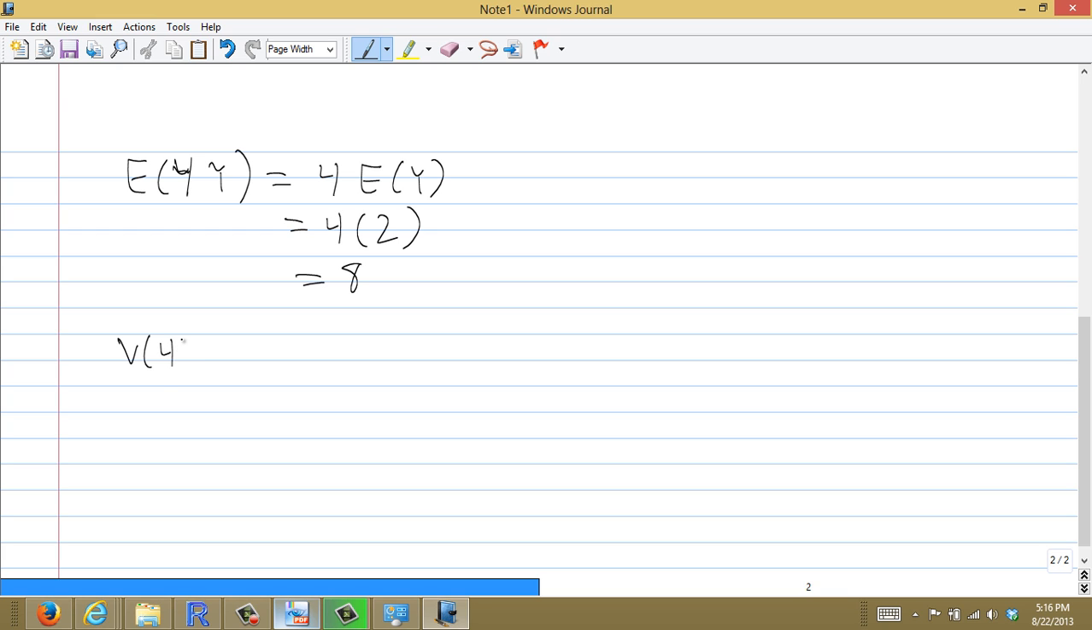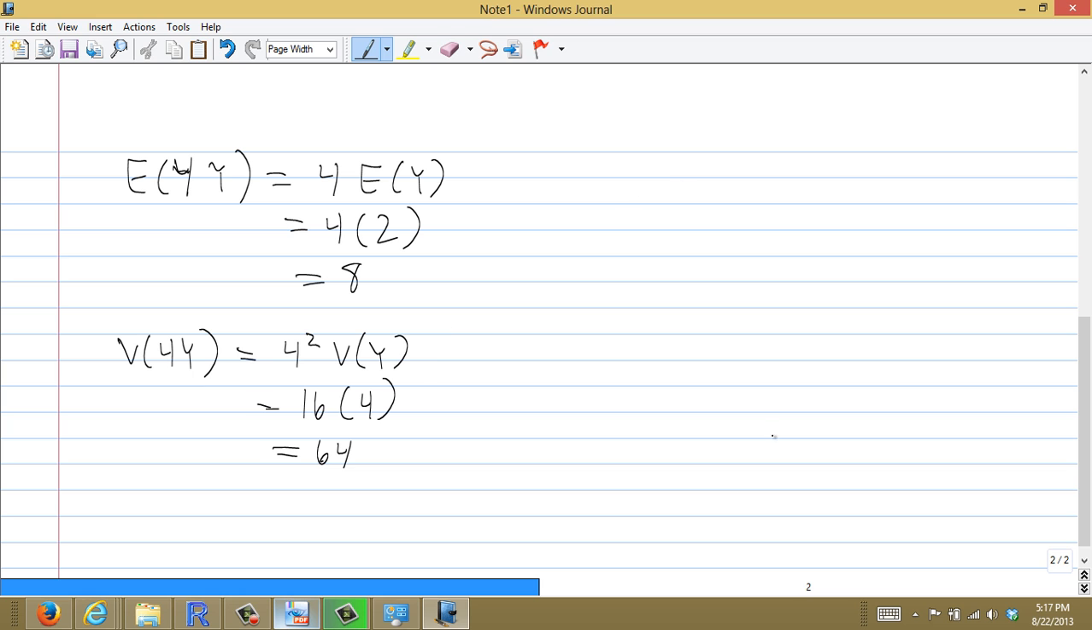Similarly, we want to find the variance of 4y. And once again, we can pull out the constant, but because we're dealing with the variance, we have to square it. And we multiply the square of the constant by the variance of y, so we get 16 times 4, which is equal to 64. So the variance of 4y is equal to 64.